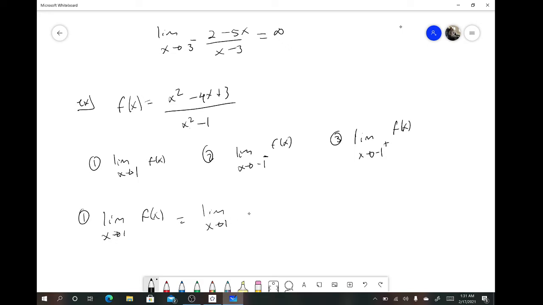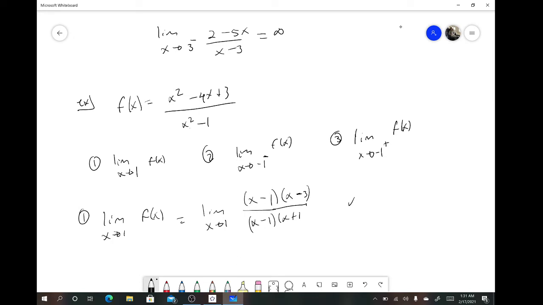So if you notice, the denominator is the difference of two perfect squares. So we could factor that as x minus 1 times x plus 1. And then in the numerator, we can factor this. We have to find two values that multiply to plus 3 and add up to negative 4. Well, the factors of 3 are 1 and 3, and negative 1 and negative 3. So clearly it will be negative 3 and negative 1. You multiply them, you get plus 3. You add them, you get negative 4.